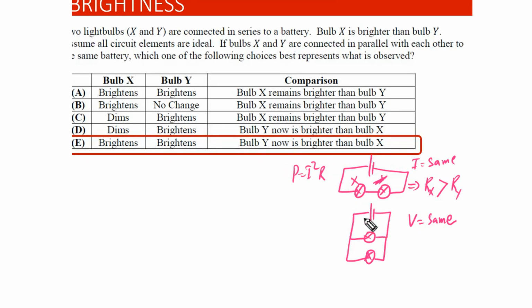And in this case, now you can see here, V is the same. So this one has higher resistance, so current will be lower. If Rx is greater, the current through this one will be lower. So the power you can find out as V times I. So this will be brighter, but Y will be brighter still now, because V is the same, but I, so we can say IY is greater than IX now. So this is how you can answer. So this is how you can choose answer E.